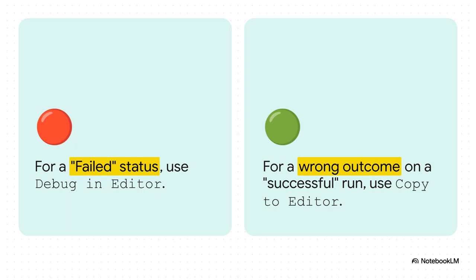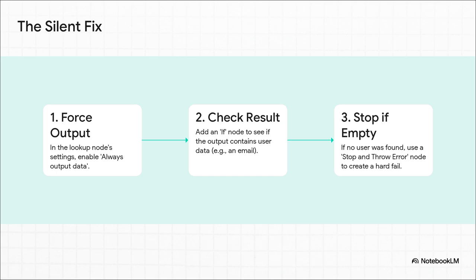Instead, you have to use Copy to Editor to manually load that execution's data onto your canvas so you can start investigating what went wrong. The whole strategy here is to turn this ghost into something we can actually see. We're going to force this silent failure to become a loud, obvious hard fail. So first, we tweak the lookup node so it always outputs something, even if it's just an empty item.